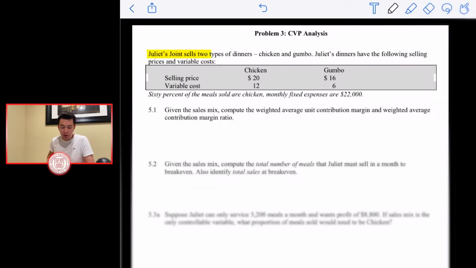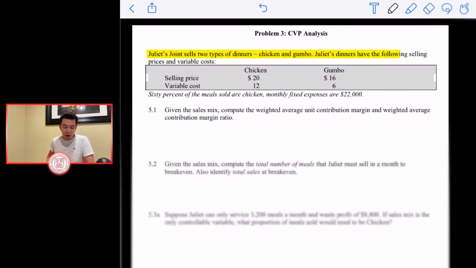So basically, this is one of the harder questions in my opinion, and you do need to utilize a couple of more algebraic strategies to solve this question towards the end, but we'll go over it and we'll discuss how to solve it. So Juliet's joint sells 2 types of dinners, chicken and jumbo.